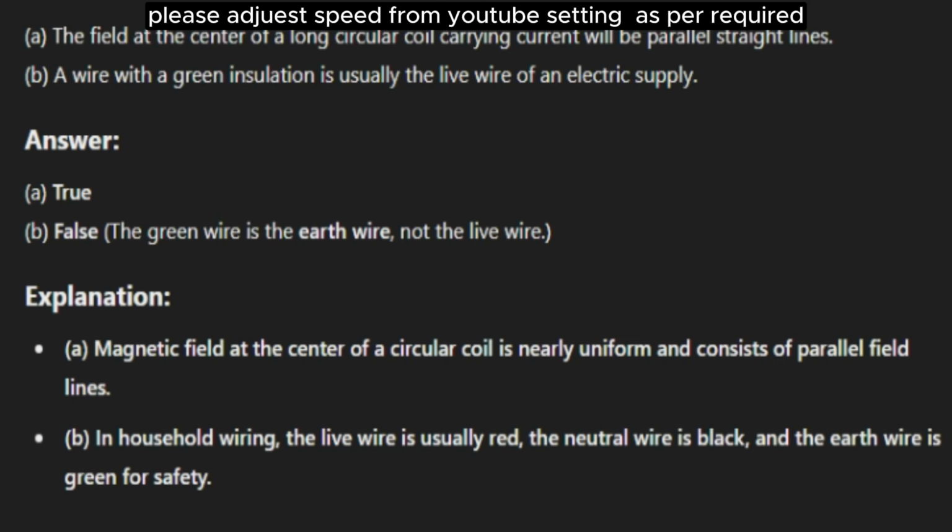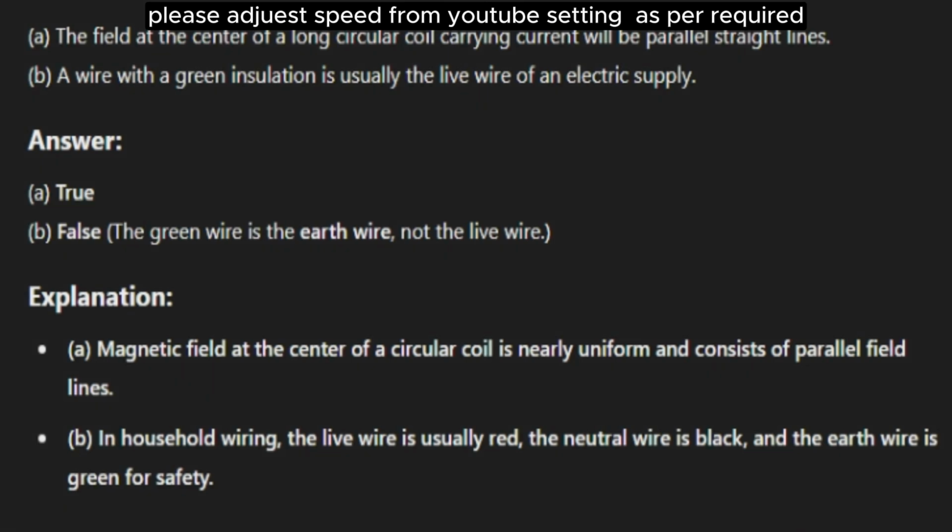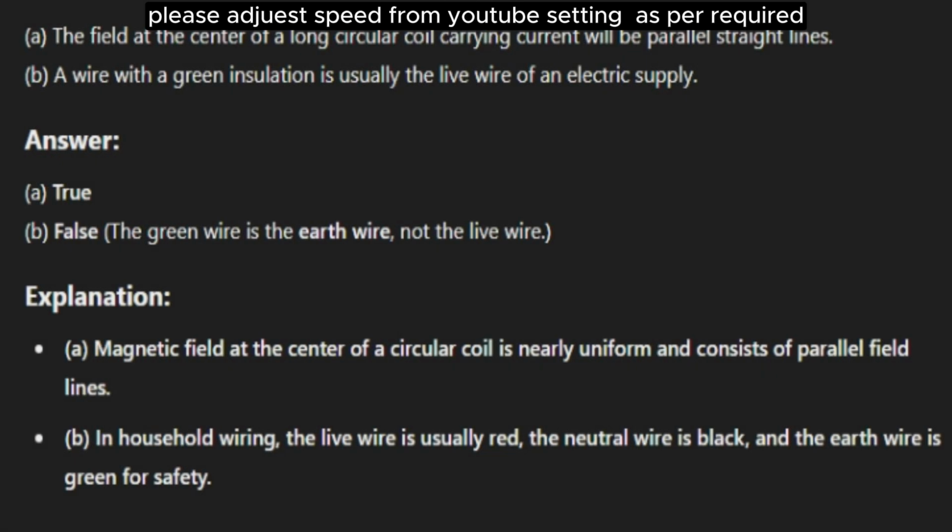Explanation. A. The magnetic field at the center of a circular coil is nearly uniform and consists of parallel field lines. B. In household wiring, the live wire is usually red, the neutral wire is black, and the earth wire is green for safety.